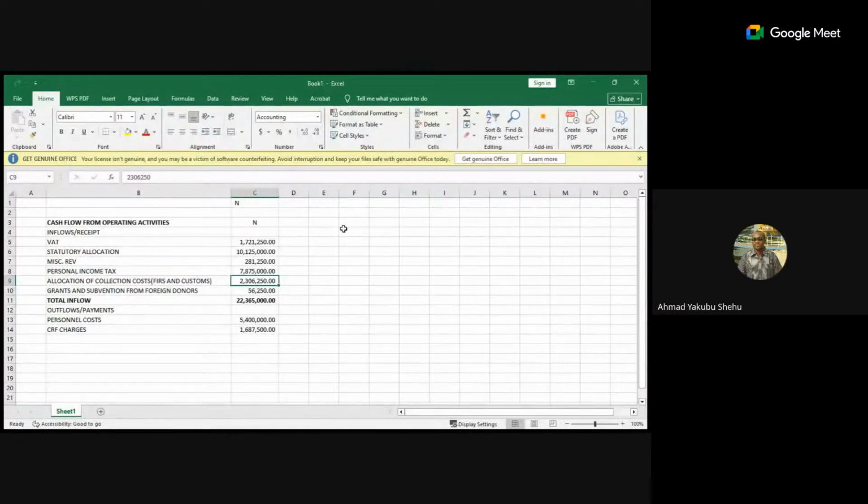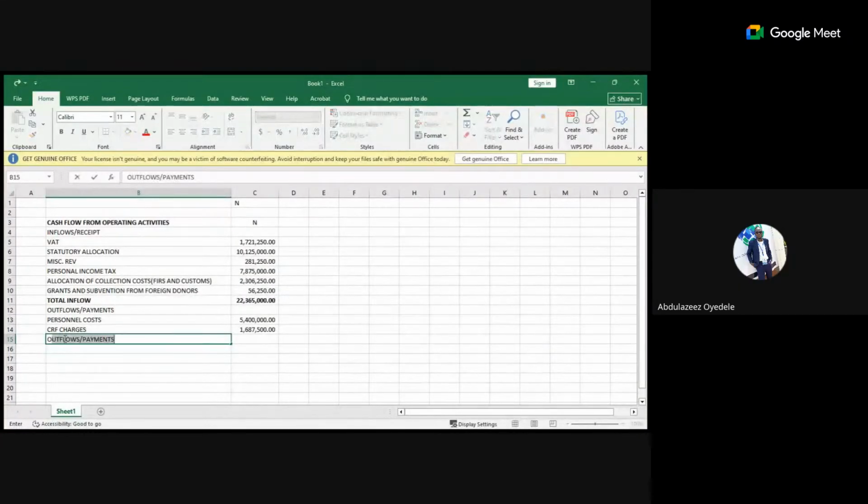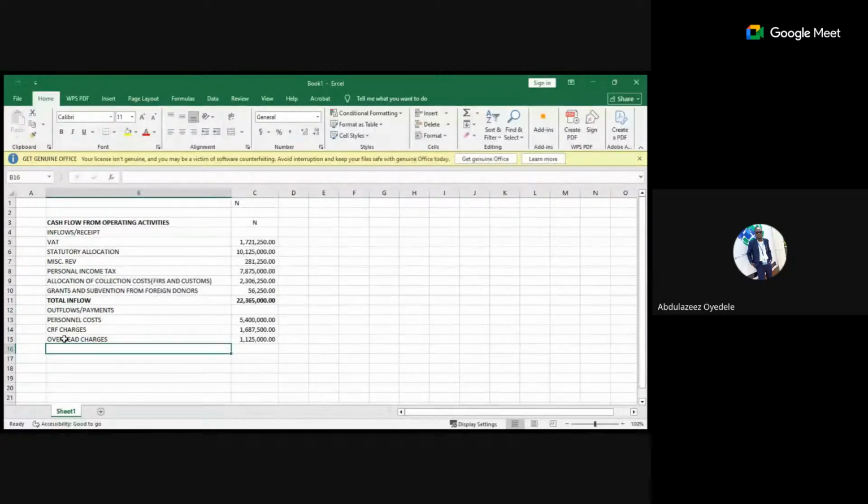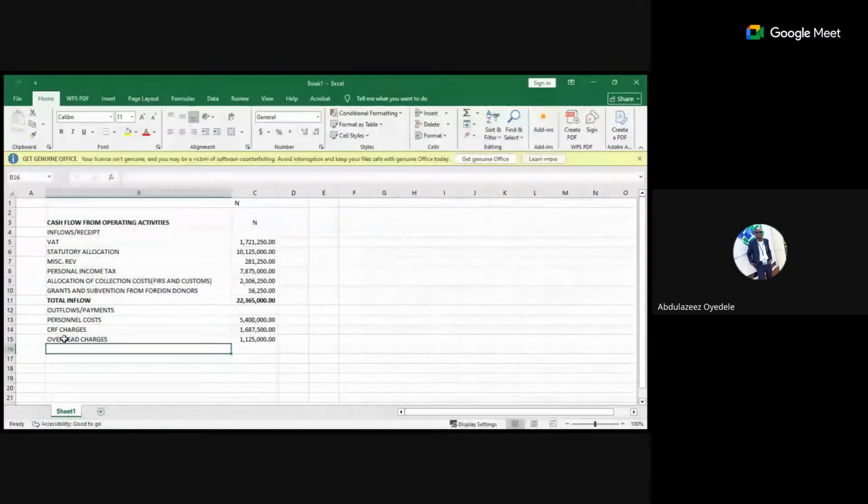Okay. So yes, sir. Next item we have is, so after CRF charges we have done that, grant from foreign donors done, rent done. So overhead charges is next. Overhead charges is 1,125,000. Please post that. Overhead charges 1,125,000.